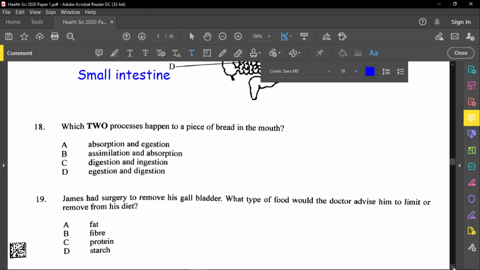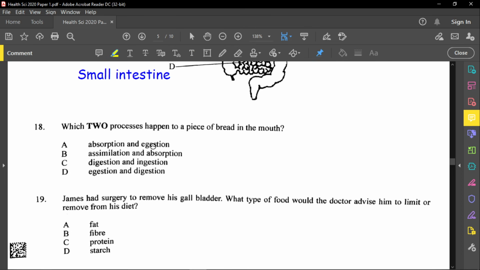It said, which two processes happen to a piece of bread in the mouth? And once the bread is in the mouth, you're going to chew it. And chewing is digestion. And to take the bread into the mouth is ingestion. So absorption does not take place in the mouth. Absorption takes place in the small intestine, just to point it out. Egestion is at the anus, when you remove or release the undigested food.